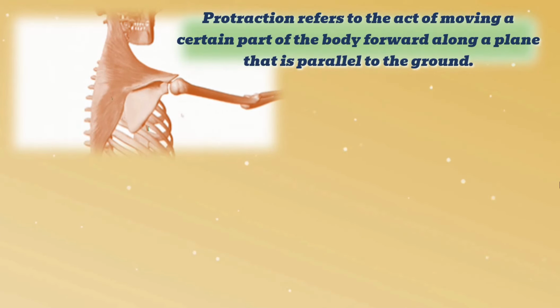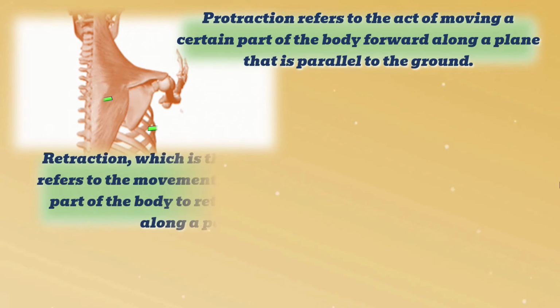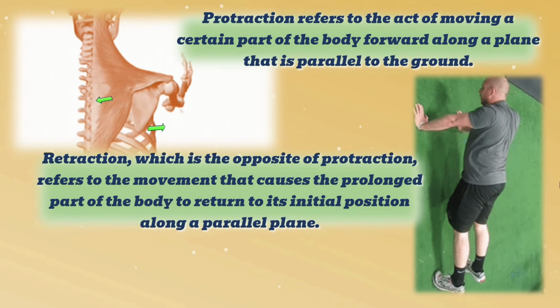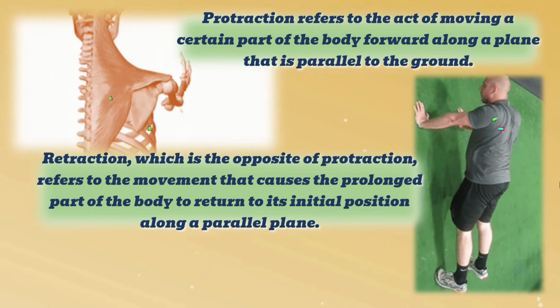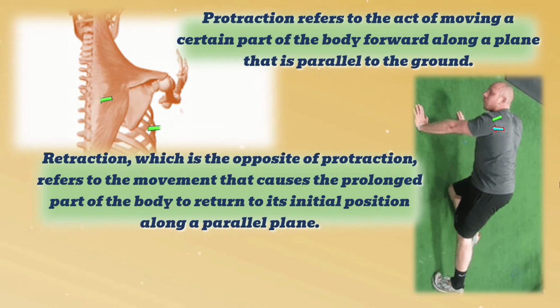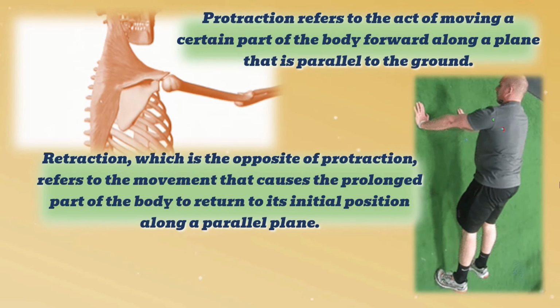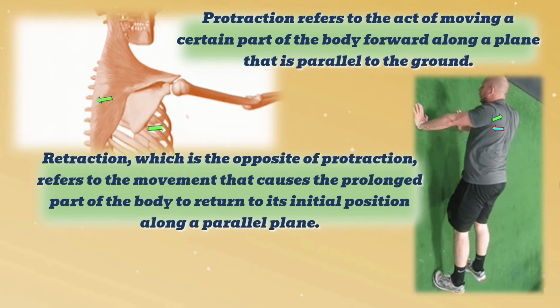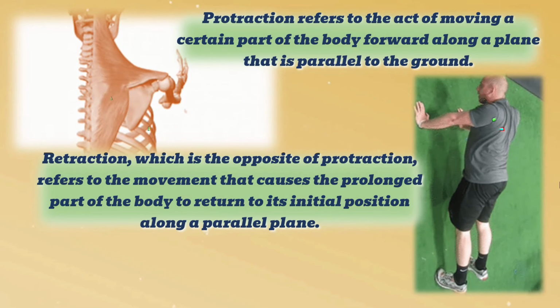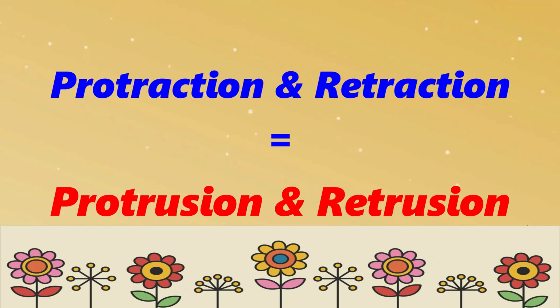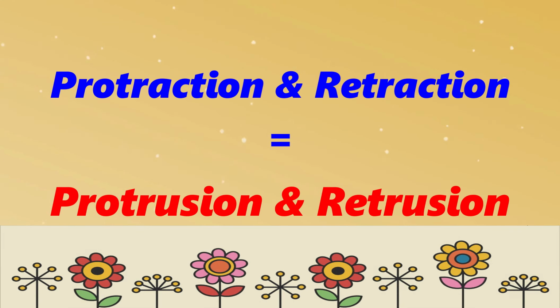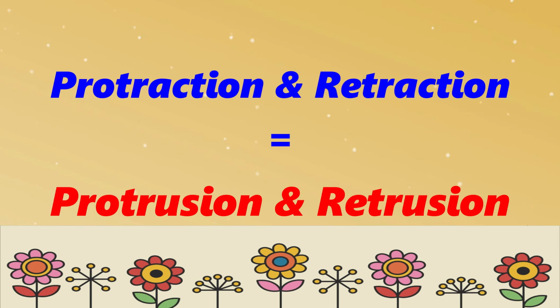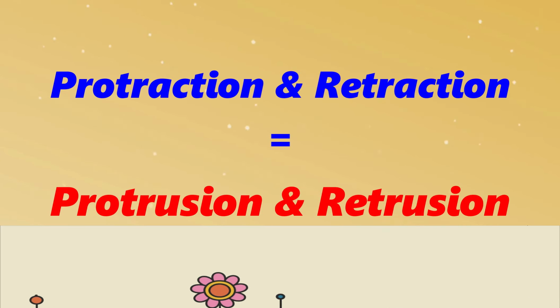What is protraction and retraction? It is a special movement. Protraction refers to the act of moving a certain part of the body forward along a plane that is parallel to the ground. Whereas retraction, which is the opposite of protraction, refers to the movement that causes the protracted part of the body to return to its initial position along a parallel plane. These movements will be seen in anterior and posterior displacement of the shoulder area. Dear medicos, most clinicians agree that the protraction and retraction movements are the same as protrusion and retrusion respectively.